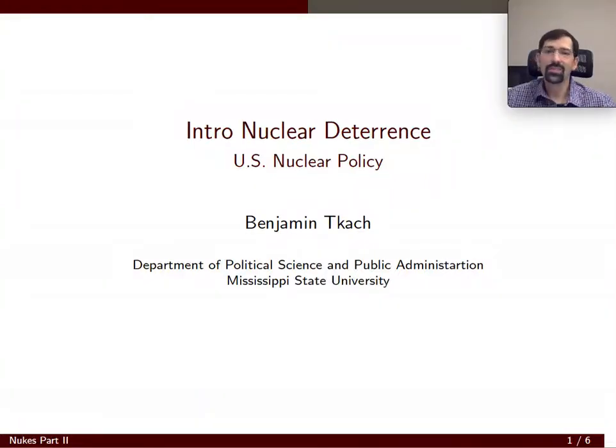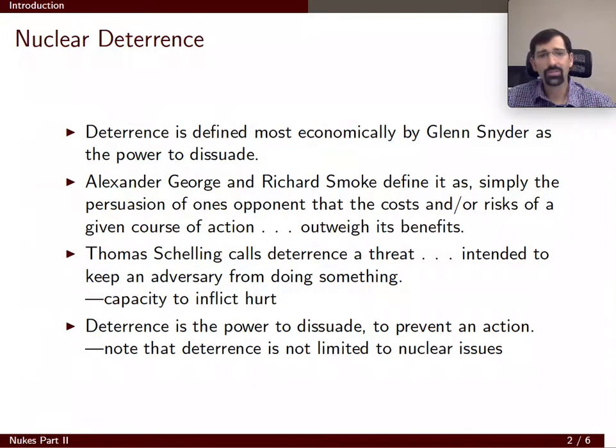Hello, this discussion is about nuclear deterrence. What is deterrence? Remember, art provides four uses of military force: deterrence, compellence, defense, swagger. Deterrence is defined most economically by Glenn Snyder as the power to dissuade. We have Alexander George and Smoke's definition, as well as Thomas Schelling, who is arguably the greatest theorist on nuclear weapons. Schelling calls deterrence a threat, intended to keep an adversary from doing something, the capacity to inflict hurt.